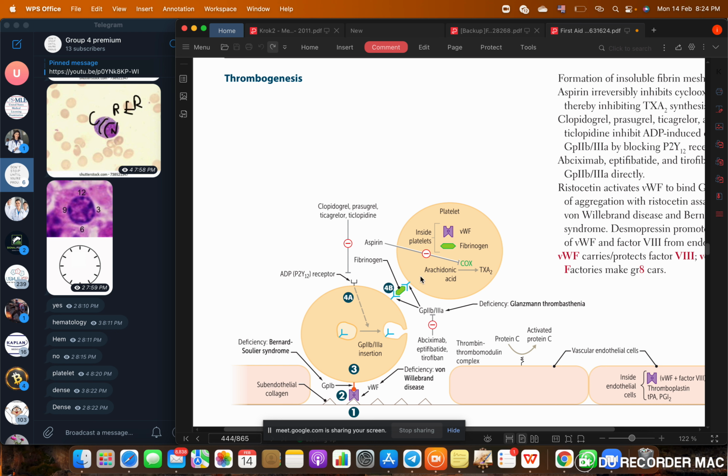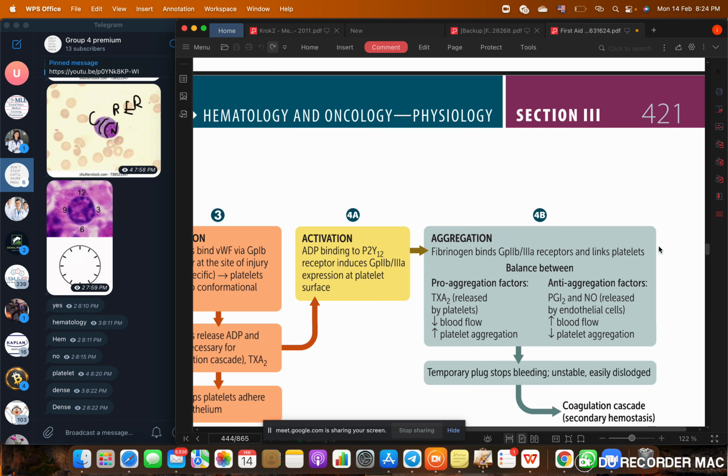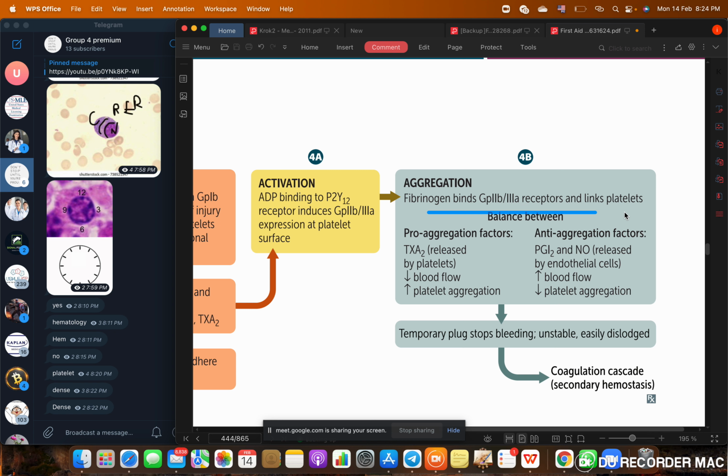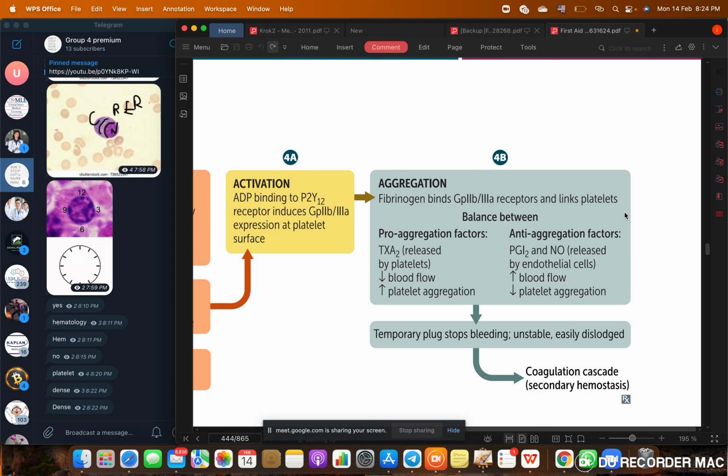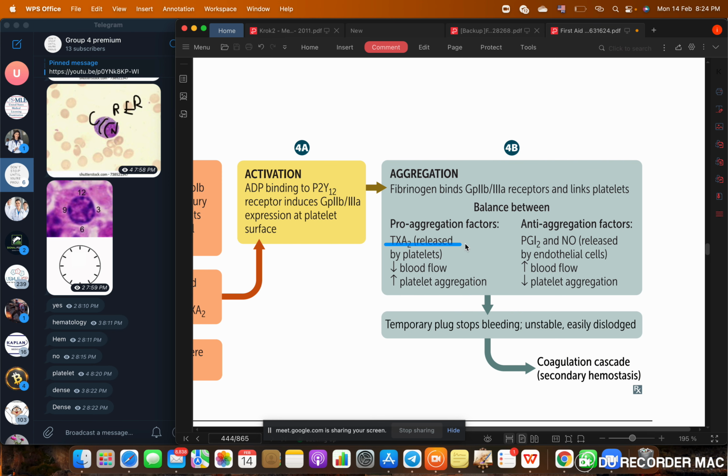So the fibrinogen is going to cross-link these two, and that can precipitate for the process of aggregation. Okay, we have our self-aggregation. So fibrinogen binds to the GP2B3A receptor and link the platelet. And now we have the following balance. We have a pro-aggregation factor and an anti-aggregation factor. A pro-aggregation factor include thromboxane A2, and you remember we can reduce this guy by using aspirin. Decreased blood flow also is a pro-aggregant. Why? Because the platelets are slowing down, so it's easier for them to clump. Also more platelet aggregation.